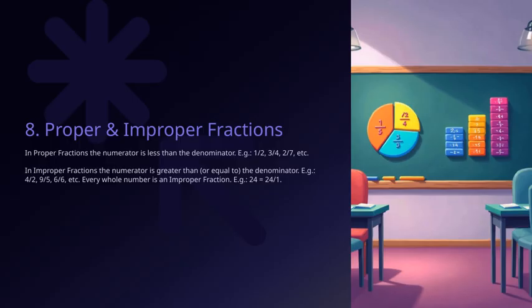On the other hand, improper fractions are when the numerator is greater than or equal to the denominator. For example, 4/2, 9/5, or even 6/6. Interestingly, every whole number can be written as an improper fraction, like 24, which is the same as 24/1. Understanding the difference helps us see whether a fraction is less than 1 or equal to or greater than 1. This concept is key as we learn to compare, simplify, and convert fractions in different ways throughout this course.